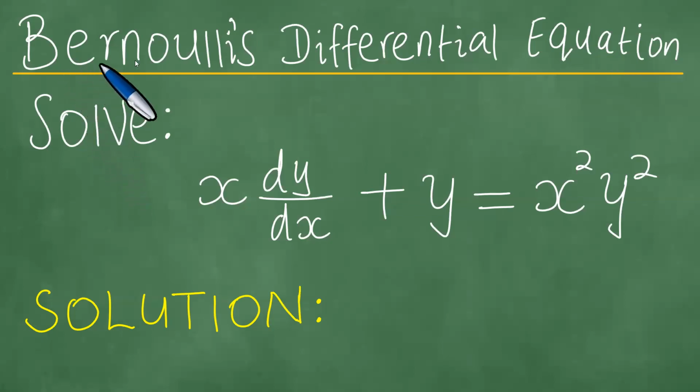Right, we have a Bernoulli's differential equation, and we need to solve x dy/dx plus y equals x squared y squared. We prepare a solution to this problem in a step-by-step manner as follows.